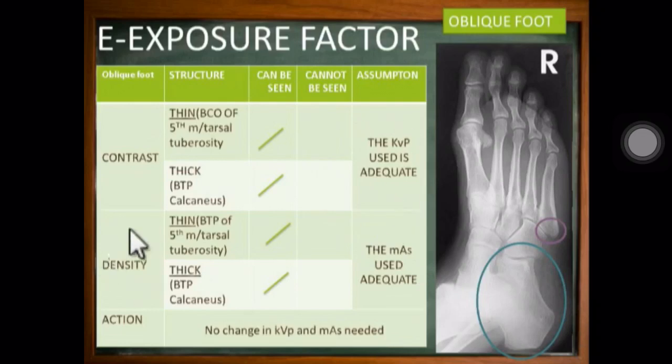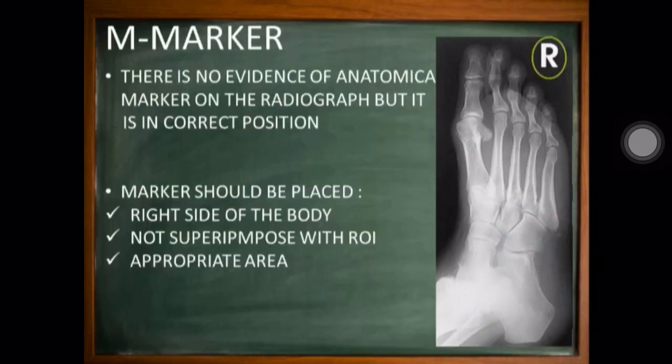For the density, the bony trabecular pattern of the thin structure, which is the fifth metatarsal tuberosity, can be seen, and the bony trabecular pattern of the thick structure, which is the calcaneus, can be seen. And the mAs used is adequate, and there is no change in kVp and mAs needed.